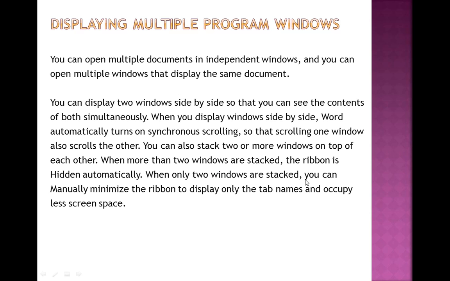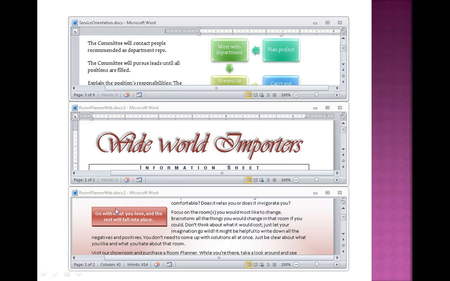When only two windows are stacked, you can manually minimize the ribbon. There are only two windows. But if there are more than two windows, then there is no space for the ribbon to display only the tab names and occupy less screen space.